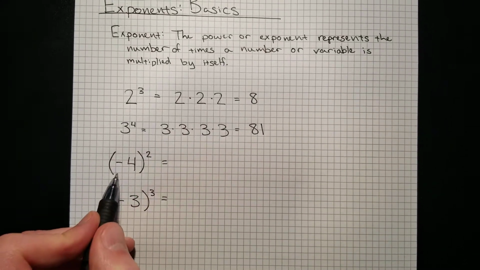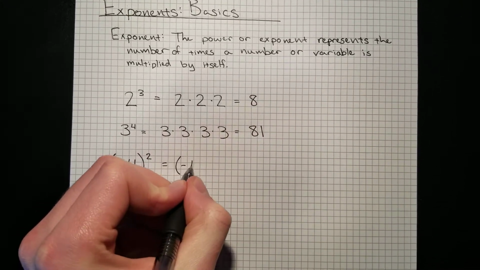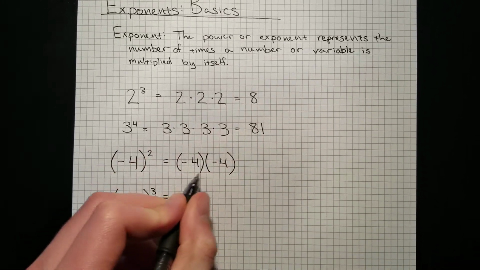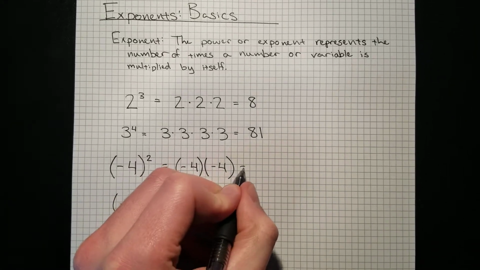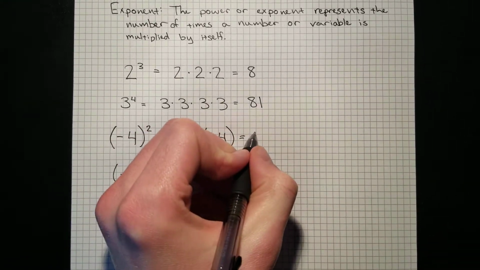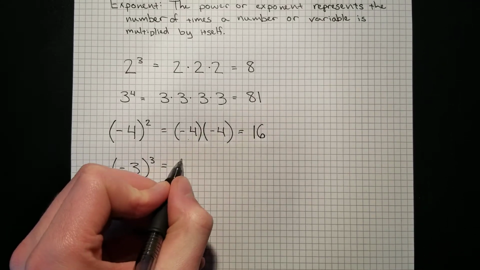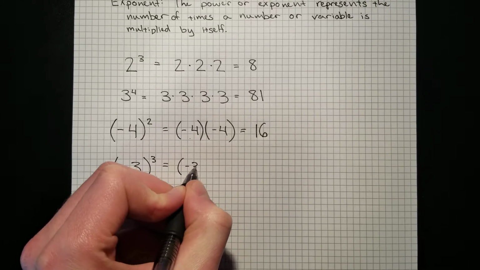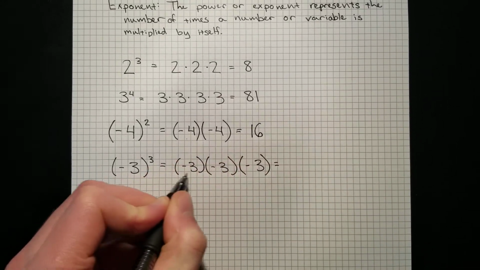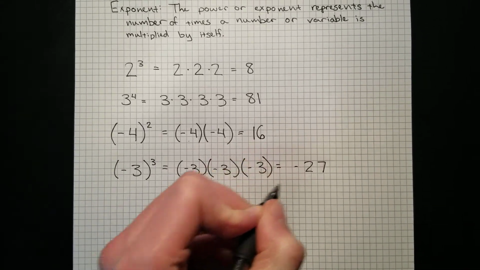For instance, in this example, -4 squared, you need to think about multiplying -4 times itself. So -4 squared is -4 times -4. If you multiply -4 times -4, then we in fact get +16. And in this example, -3 to the third is going to be -3 times -3 times -3. So -3 times -3 is +9, times -3 is -27.